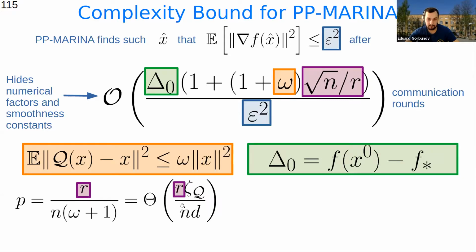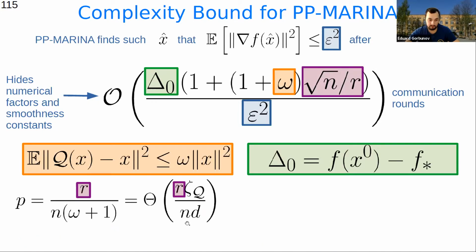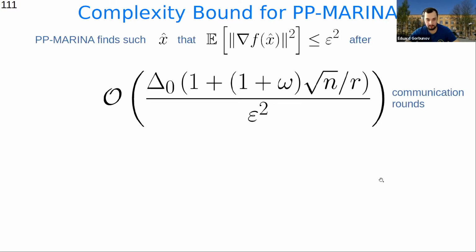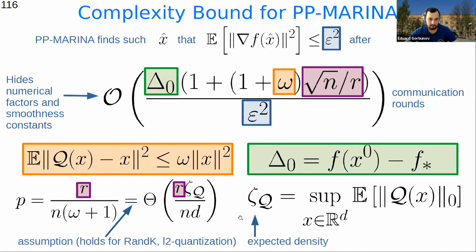Why did we choose it this way? Because we wanted to have this property that p equals some constant times r times zeta over n d. And why so? Because with probability p, the overall number of sent components is n times d. So with probability p, all workers have to send dense vectors, and with probability 1 minus p, just r workers need to send zeta components. That is why we choose p this way. So roughly speaking, it means that on average, only 2r workers participate in communications at each step.